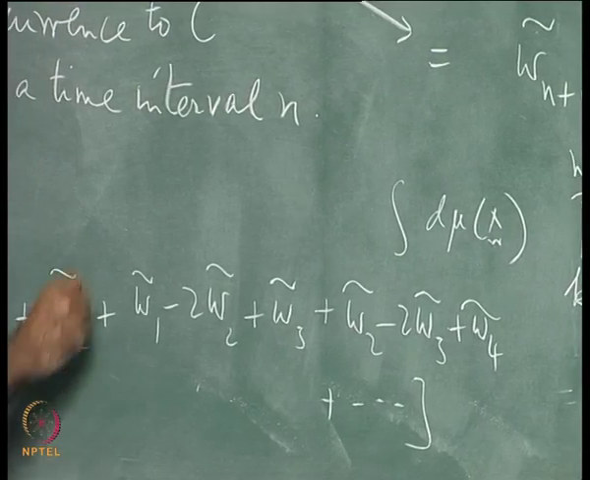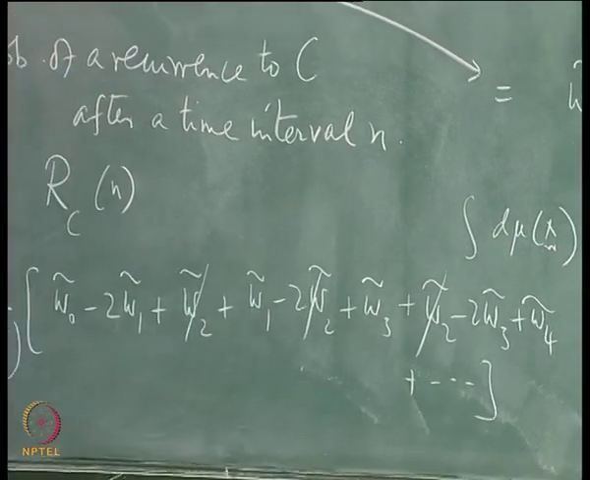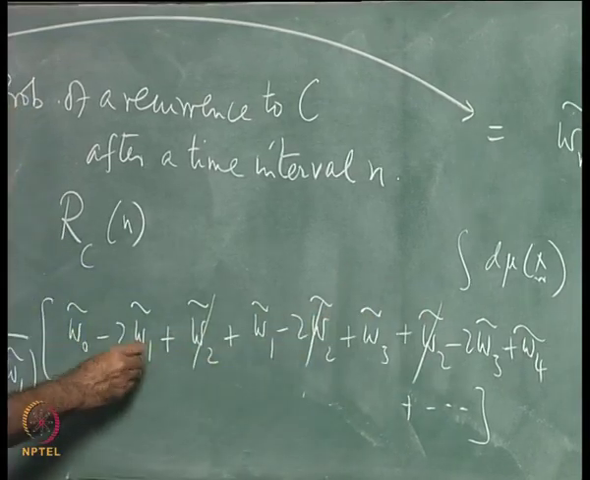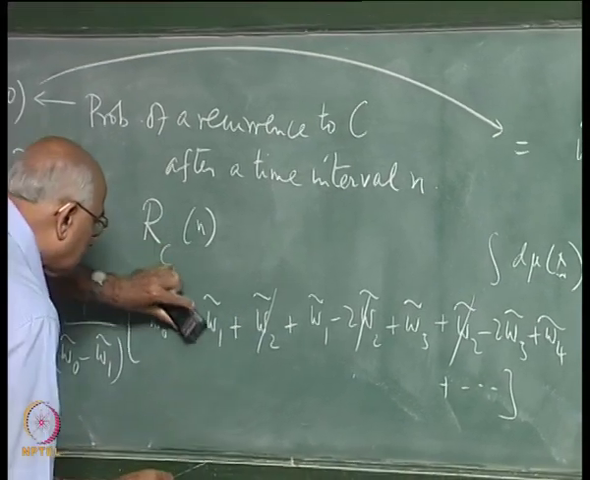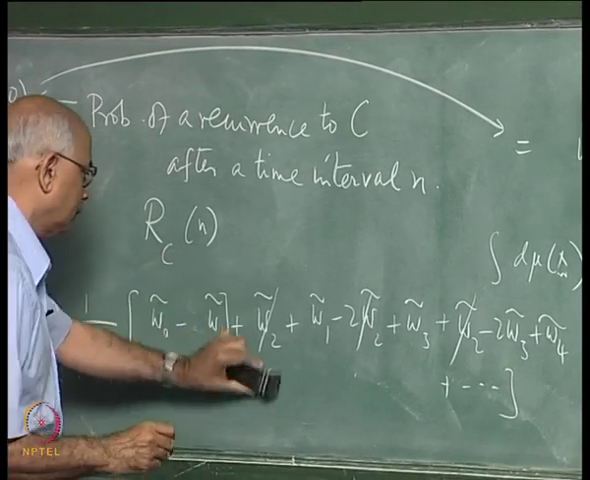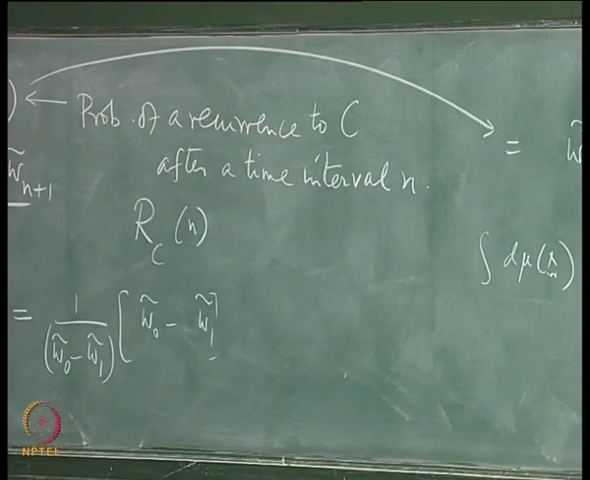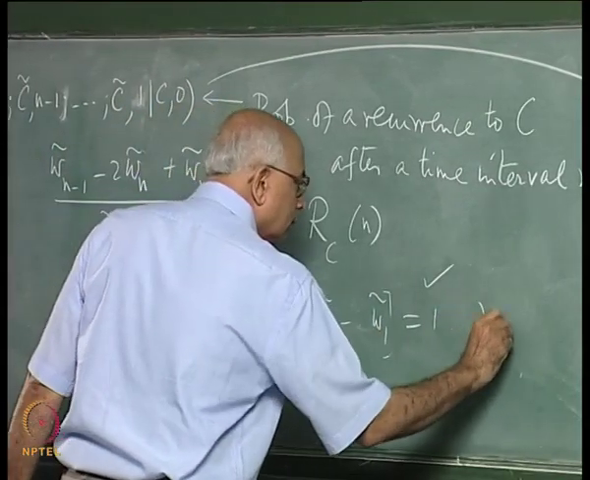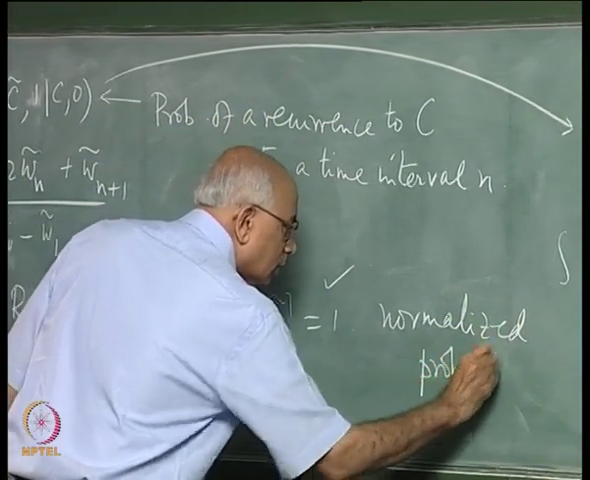It is quite evident that W2 tilde, for example, will appear twice and get cancelled, so will W3, W4 etc., and everything gets cancelled except W0 tilde minus W1 tilde. So this whole thing collapses to just this. Okay, that is equal to 1. So it is evident that this is normalized. It is a normalized probability distribution.